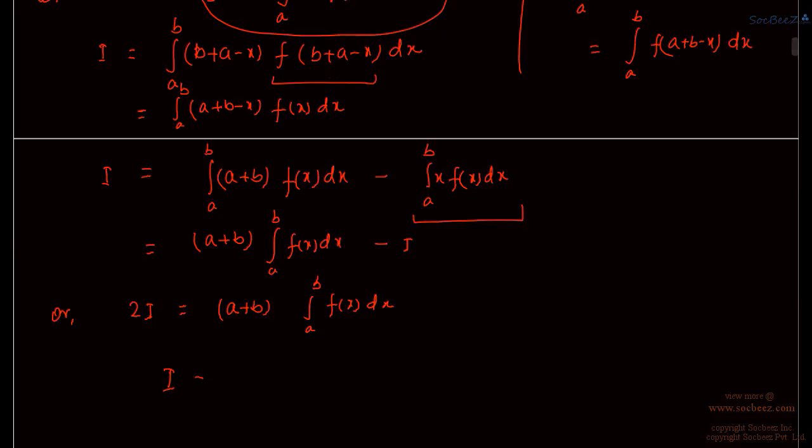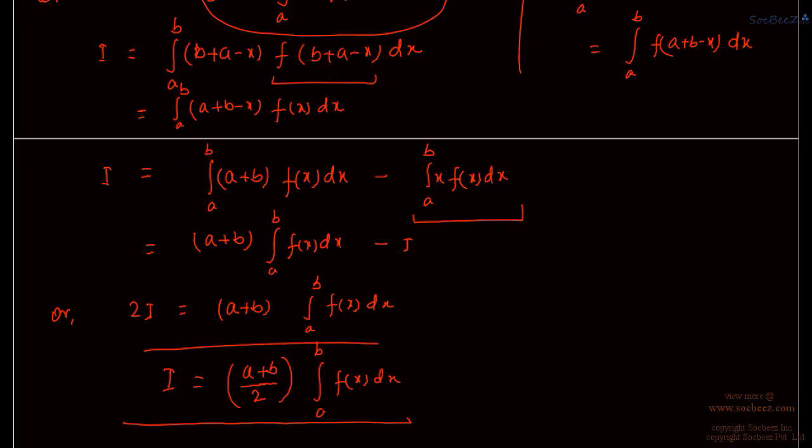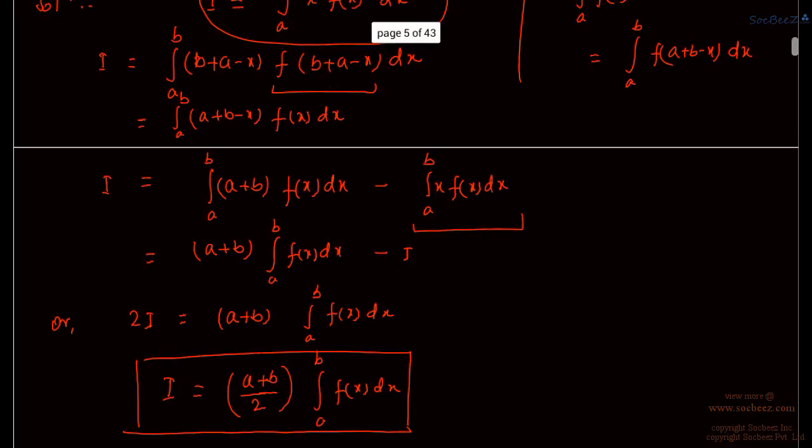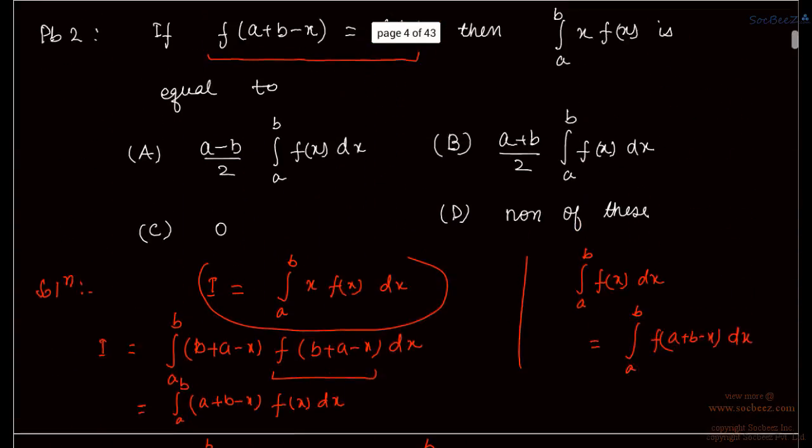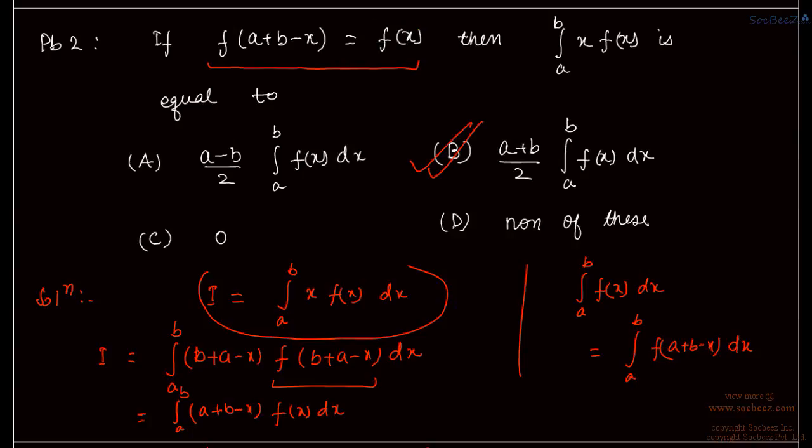So I is equal to (a plus b) upon 2 times the integral from a to b of f(x) dx. So this is the value of our integral. So we have option B as the correct one. Okay.